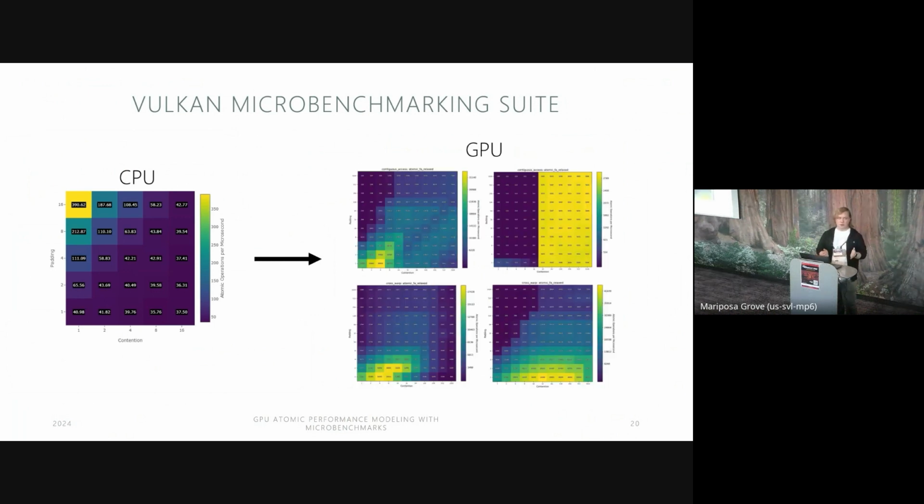Because on GPUs, they look really, really different. These are 4 different cards, 4 different vendors. I think 2 of these are different tests, but the distribution pattern looks very, very different. So what do we do with this? Let's just do a little case study here.